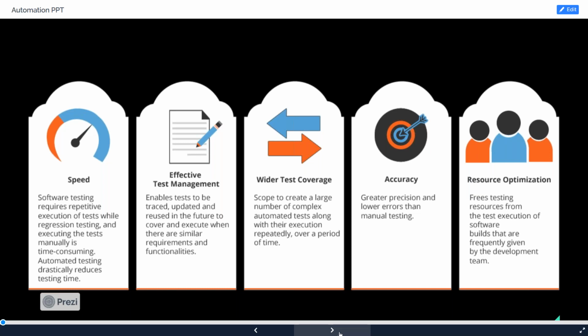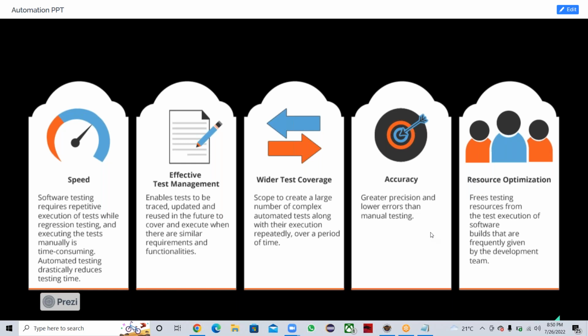So, continuing my discussion. The purpose of automation is that it can give wider test coverage, and wider test coverage means scope to create a large number of complex automated cases along with their execution repeatedly. Once you have a proper automation library built, it also helps the manual testers cover the areas not covered by the automation team, and increases the scope of scenarios or test cases in such a way that we can easily cover every corner of the application. Clear?